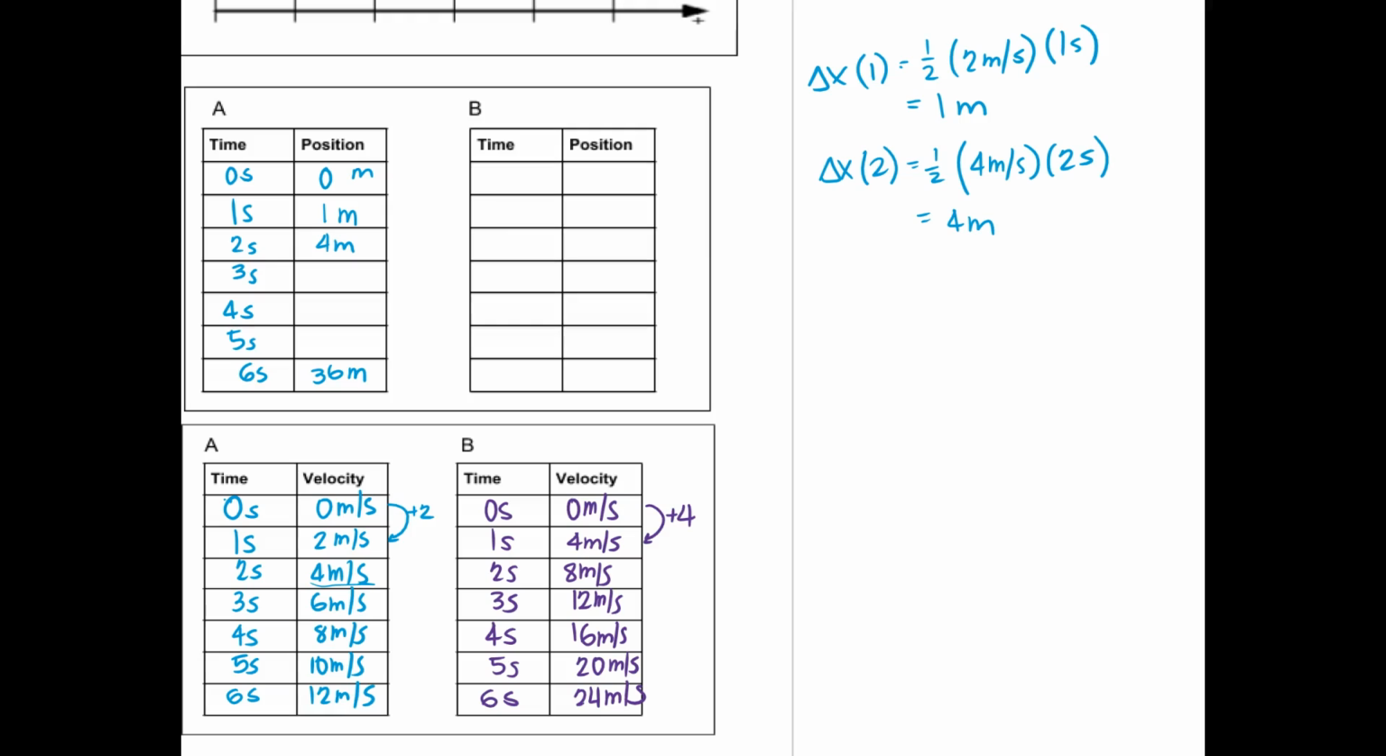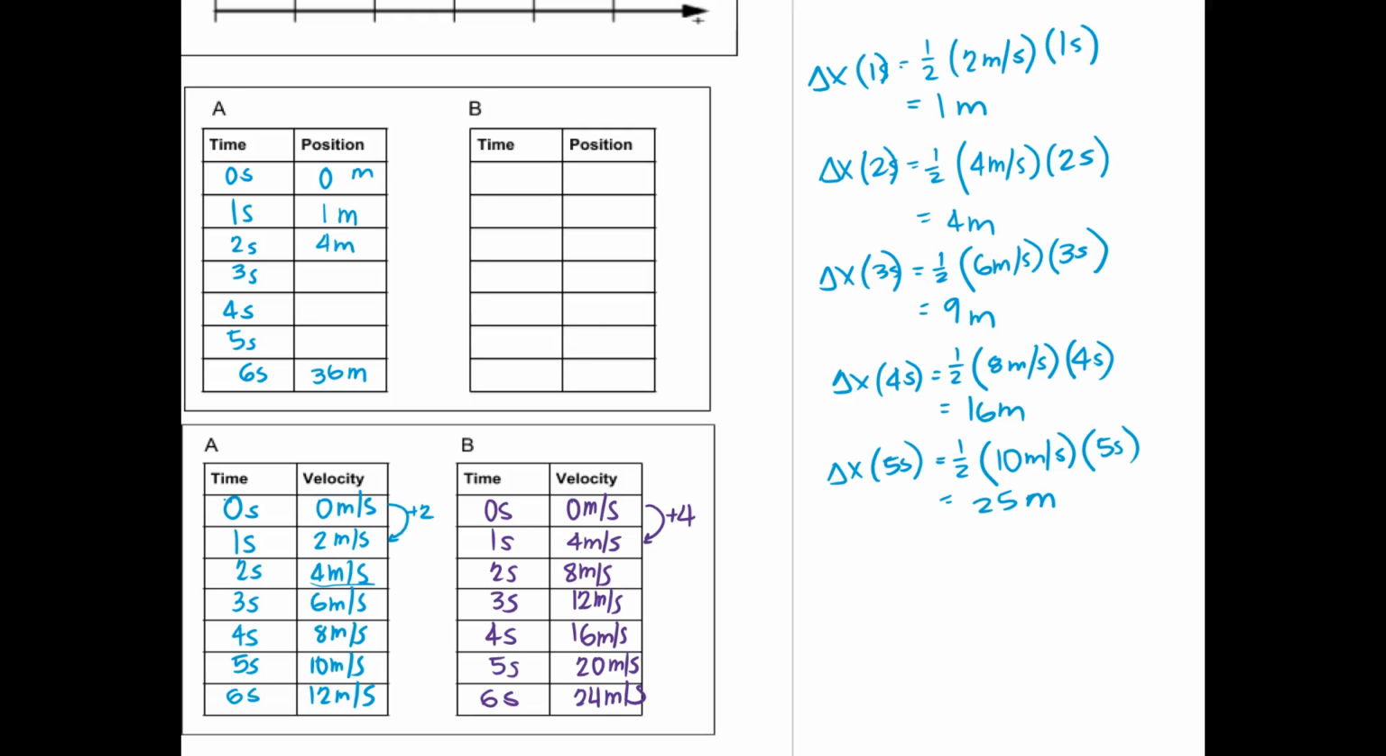And if this wasn't 0, we would add this number to whatever the displacement value is, okay? And so then I'm going to go ahead and work out for the other times. All right, so I worked out from time 1 to time 5. And so at 3 seconds, it had reached 9 meters, 16 meters for 4 seconds, and then for 5 seconds, it's 25 meters. And then I'm going to go ahead and do the same thing for B, using B's values.